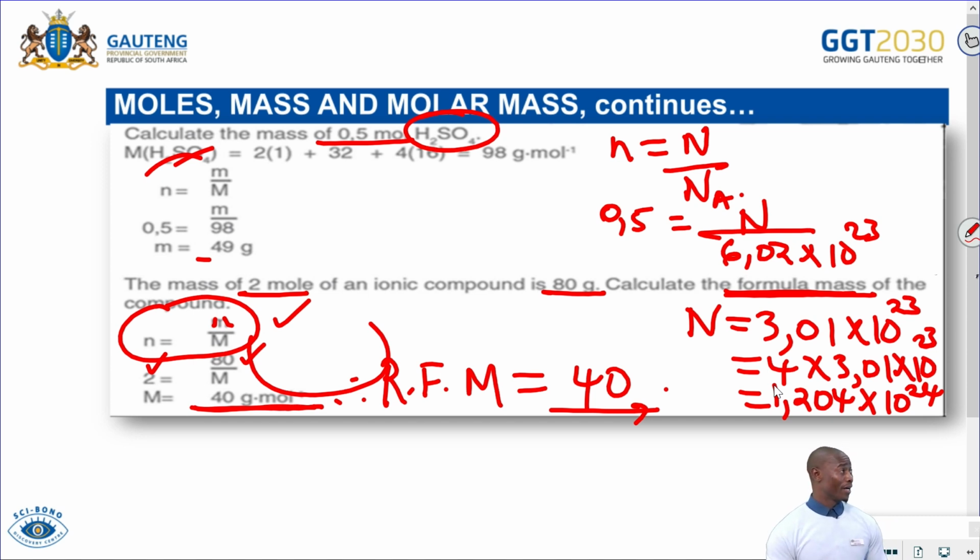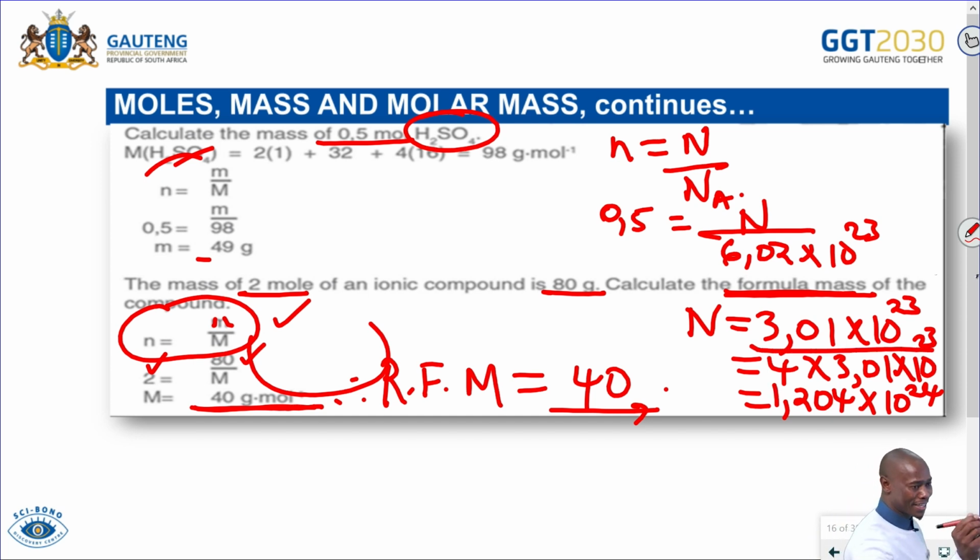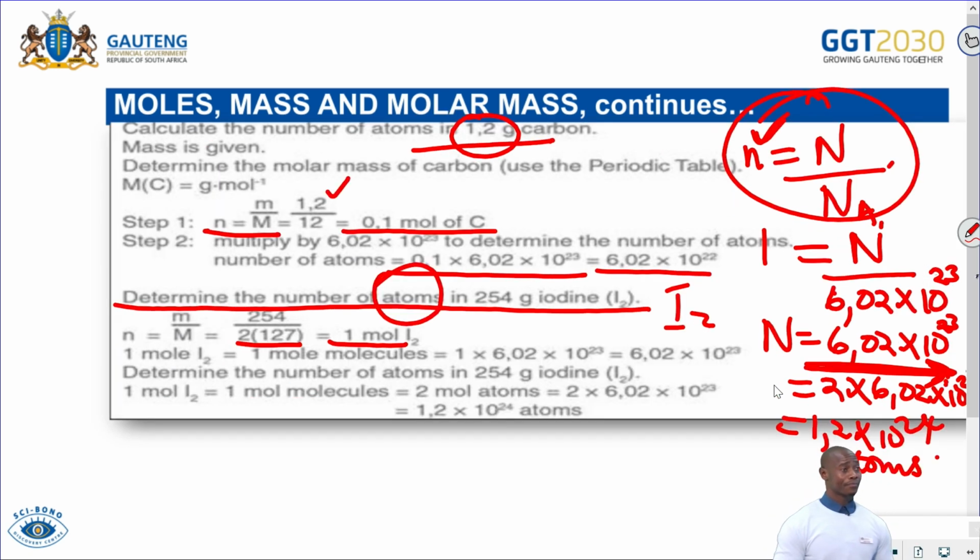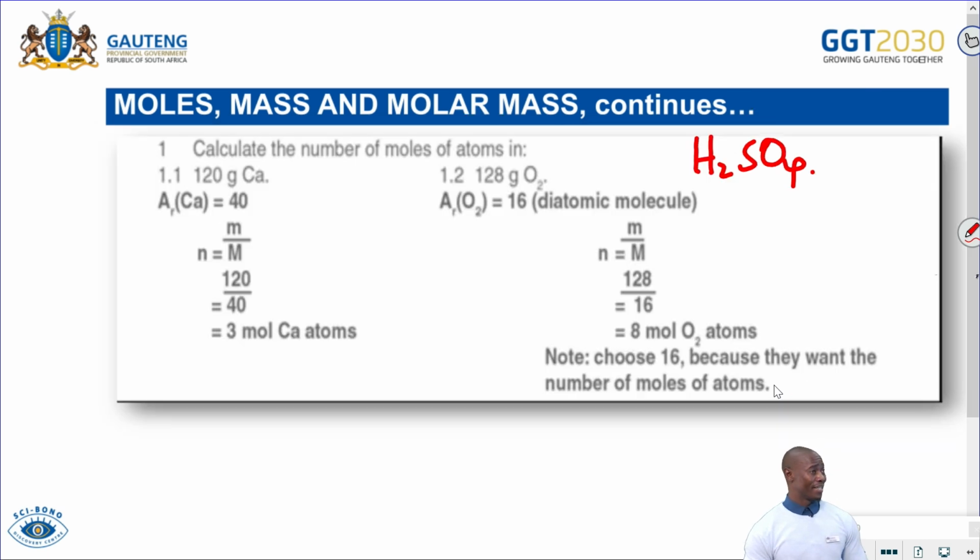Of sulfuric acid. So the number of molecules of sulfuric acid is this, right? This is the number of molecules of sulfuric acid. So in this number of molecules, how many atoms of oxygen? Then we'll multiply that by 4. Then we'll get the number of oxygen atoms. All right. I hope it's making sense, learners.